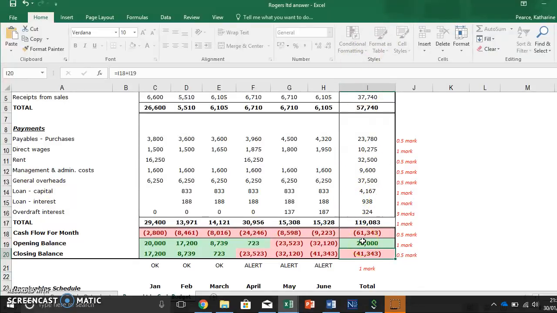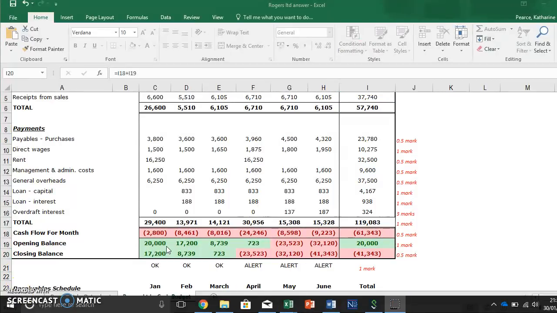So what you need to do when you do your cash budget is just check that your total column can stand alone. Does it make sense even if you can't see columns C to H? So does it add down and make sense internally? If it does, then you're on to a winner.